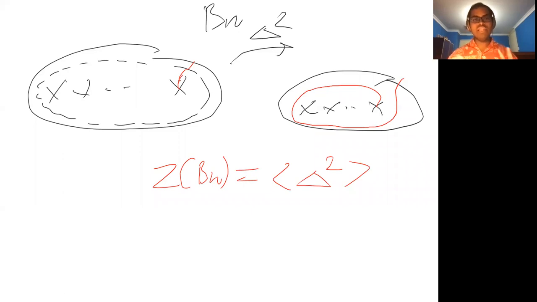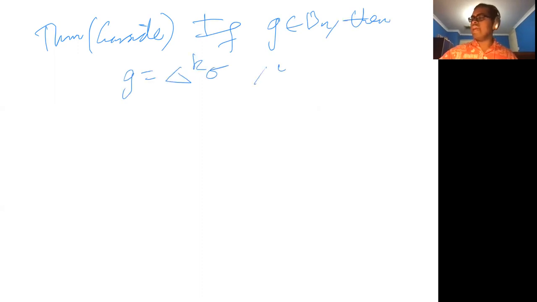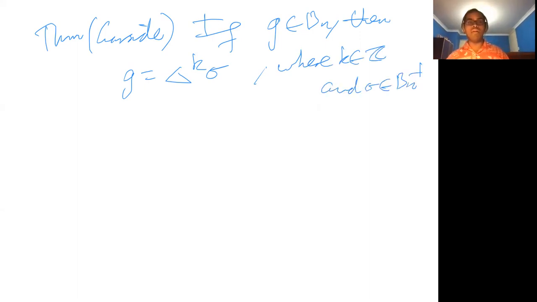So you have this really special element delta, and delta squared has this really special property. And Garside's theorem basically tells you that any element of the braid group can be factored in this really nice way. So this is a theorem due to Garside: if G is in Bn, then we can write G as a product of delta to the k times sigma, where k is an integer and sigma is in Bn plus, a positive braid, a product of positive powers of the generators. Okay, so that's the result.